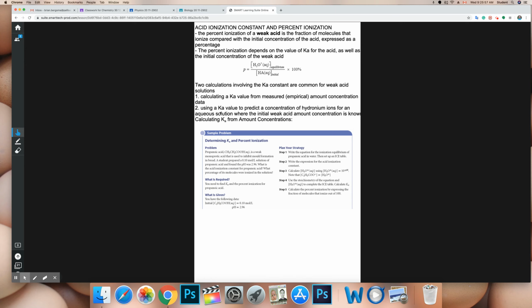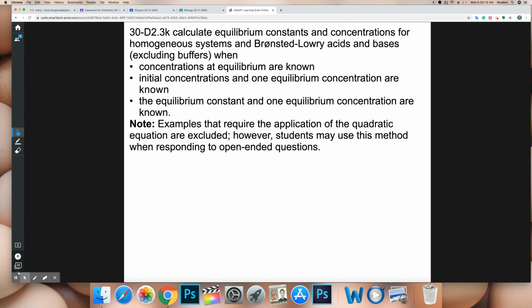Or we can use our Ka value to predict the concentration of hydronium ions for an aqueous solution where the initial weak acid concentration is known, calculating the Ka concentration. Basically, again, we'll probably be using ICE tables, things like that, and just finding our concentrations.